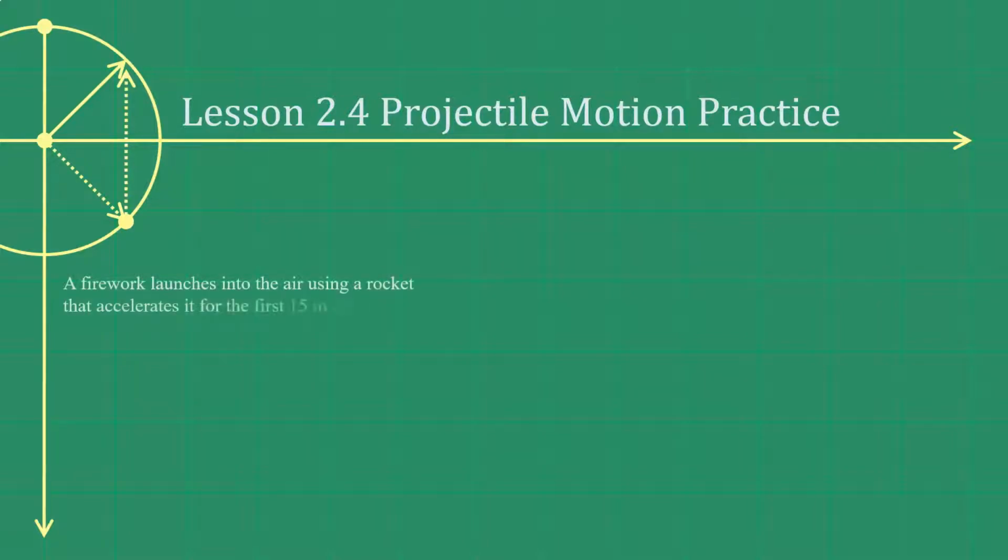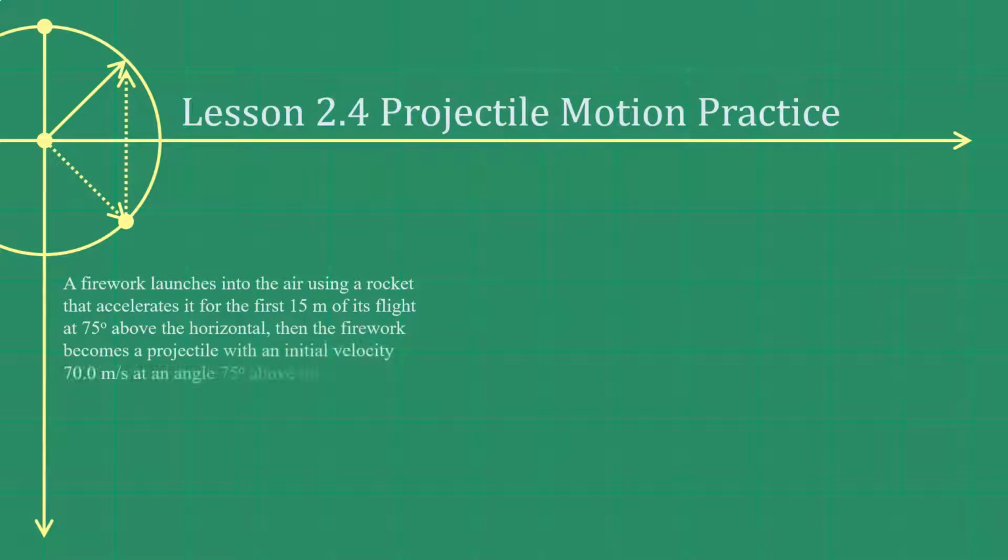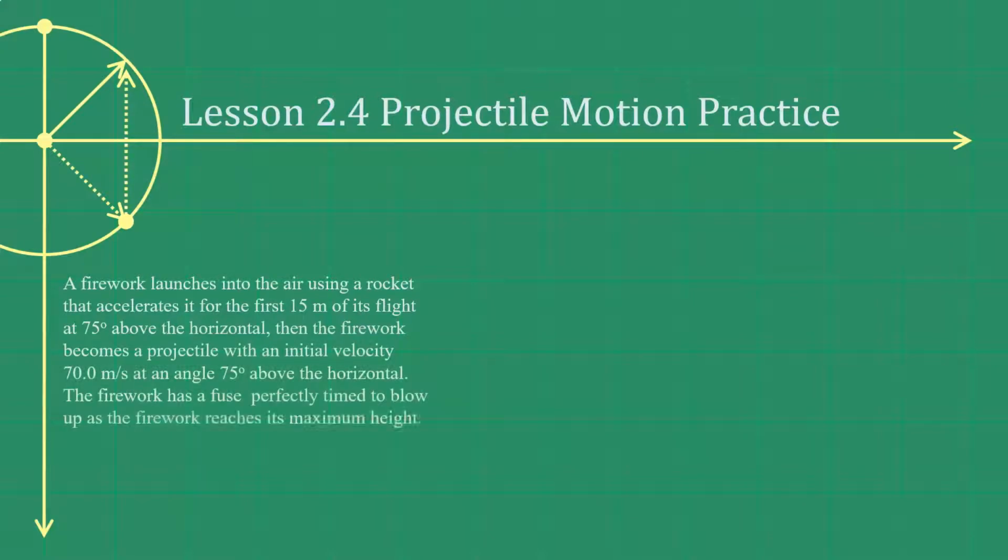through this. In our first problem, a firework is launching into the air using a rocket that's accelerating it in a straight line for the first 15 meters of its flight at 75 degrees above the horizontal. Now, there's two parts to what I just said that are important. It's moving in a straight line at a constant acceleration for the first 15 meters of its flight because it has a rocket that's burning, and the rocket is going to be the thing that is providing most of the reason for this thing to move.